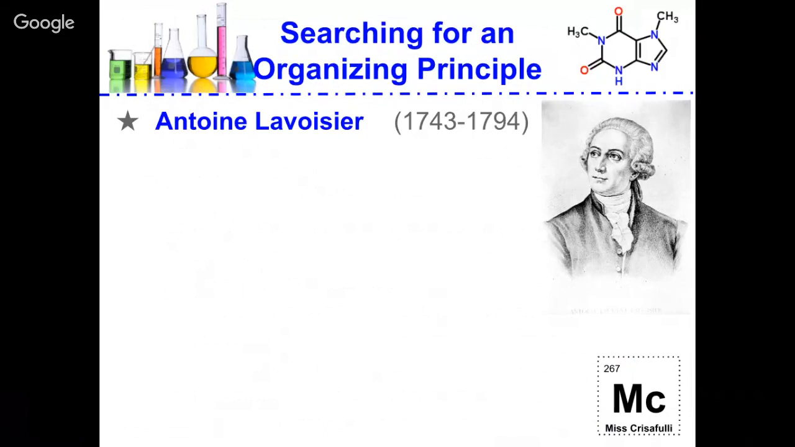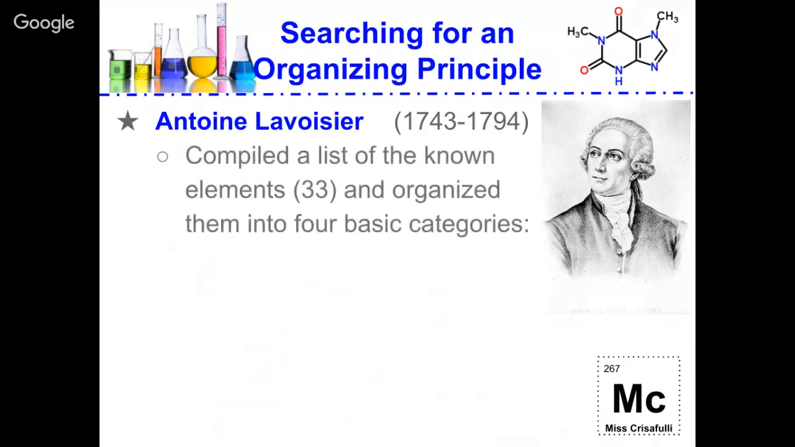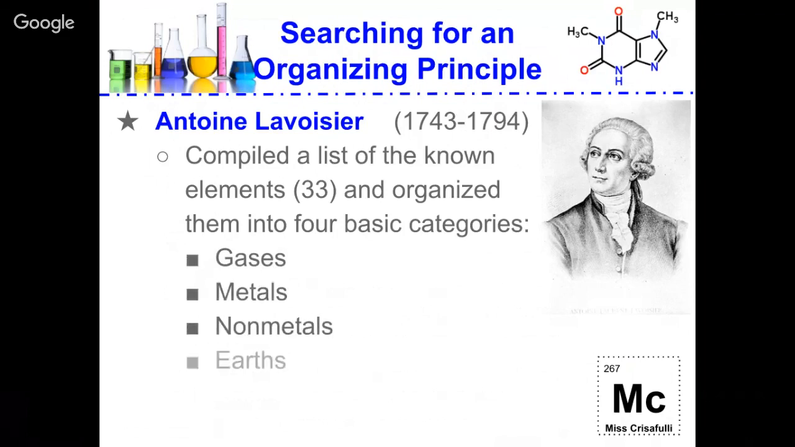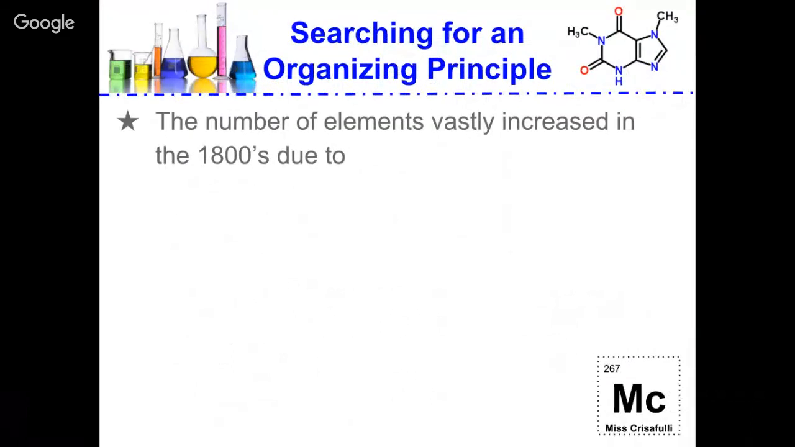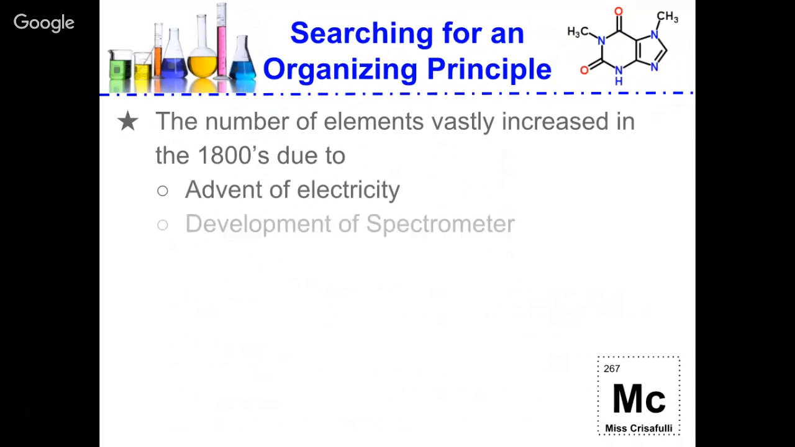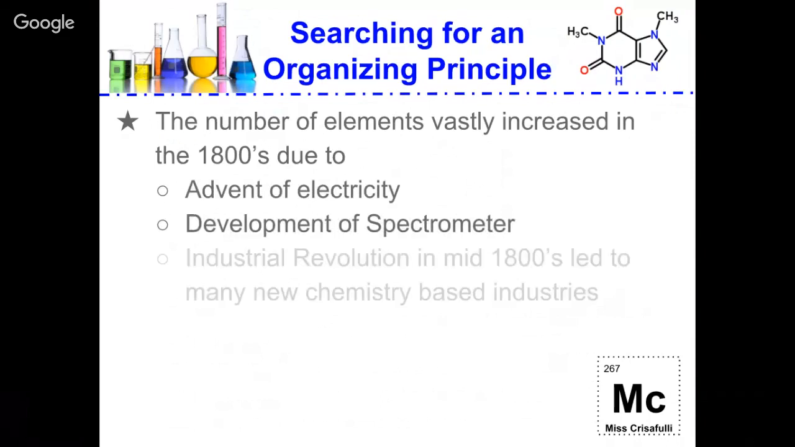Antoine Lavoisier, from 1743 to 1794, compiled a list of known elements. By this point, there were 33 of them, and he organized them into 4 basic categories: gases, metals, nonmetals, and earths. The number of elements vastly increased in the 1800s due to the advent of electricity, the development of the spectrometer, and the Industrial Revolution in the mid-1800s, which led to many new chemistry-based industries.